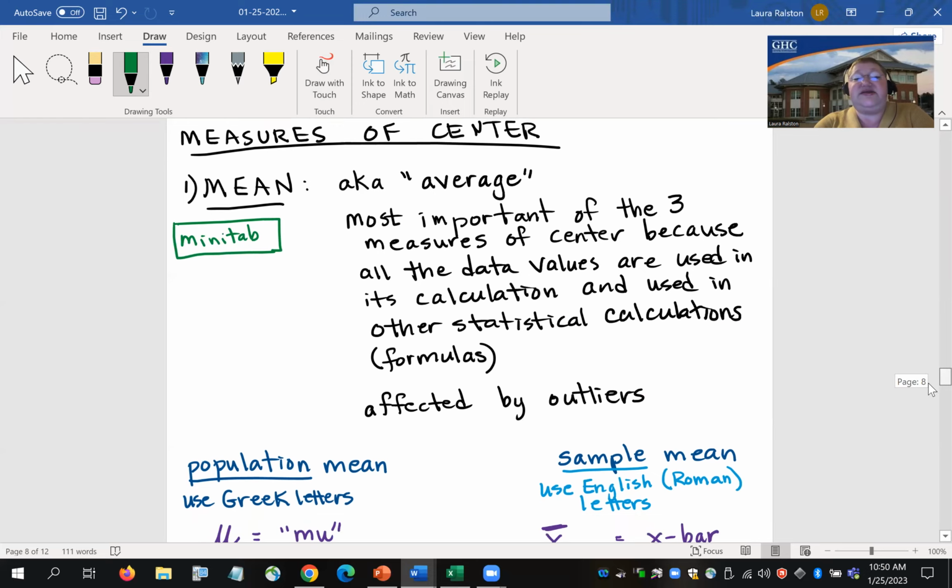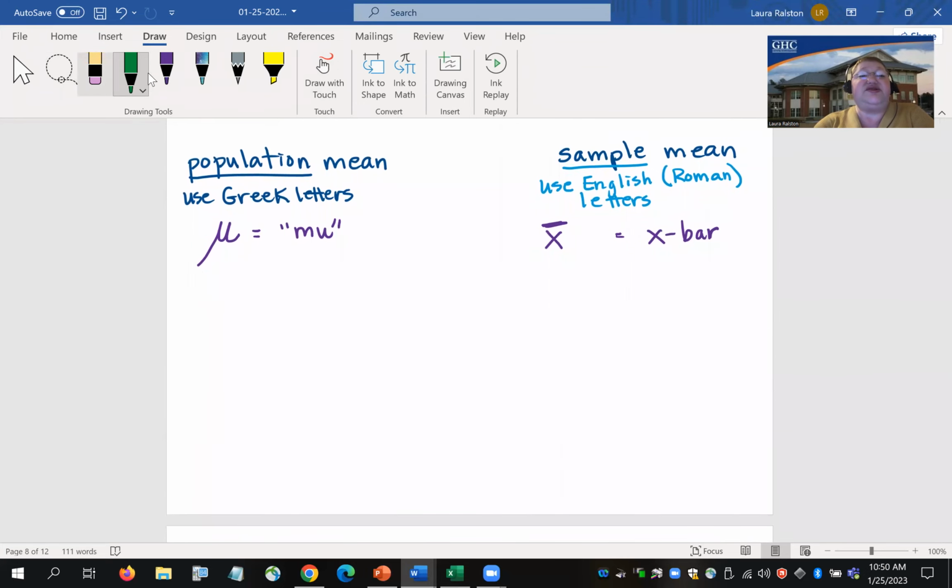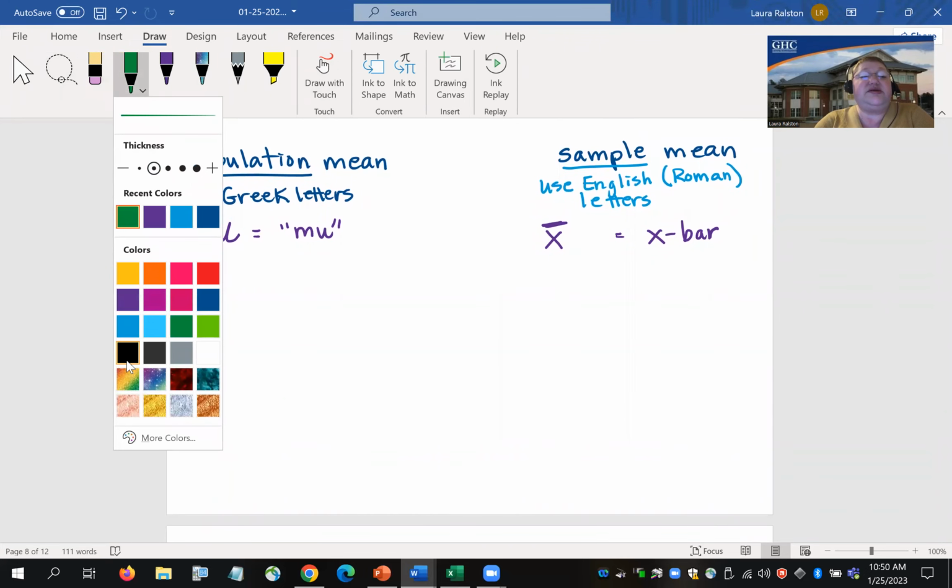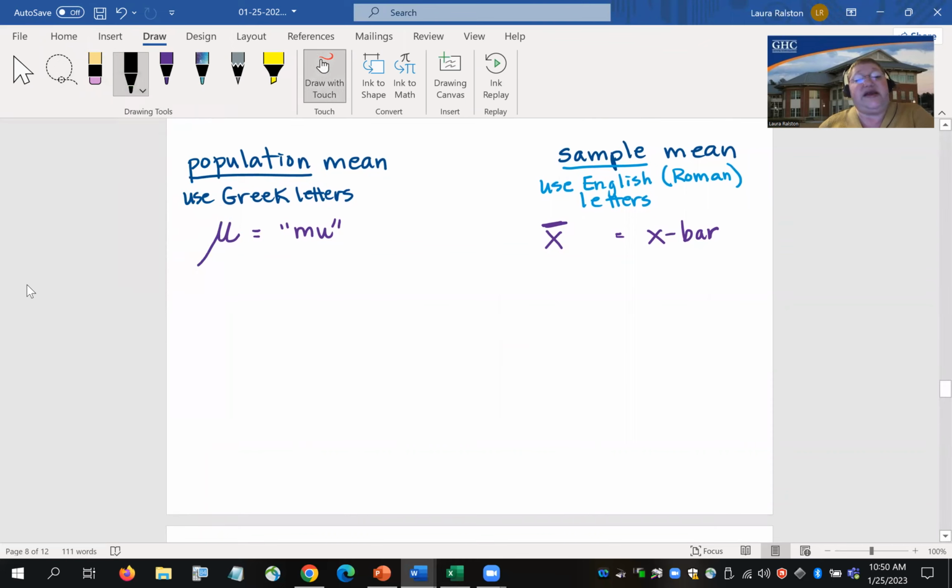The second measure of center that we think about is the median. Okay, the second measure of center is the median.